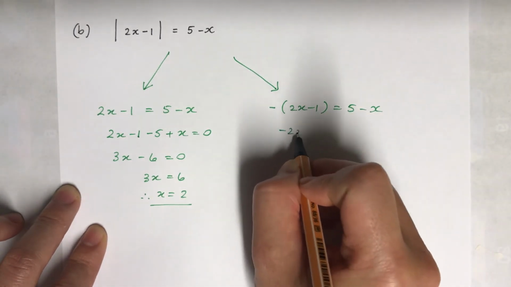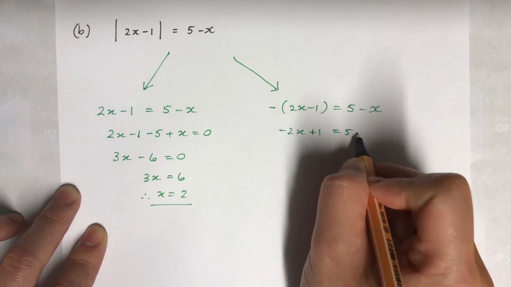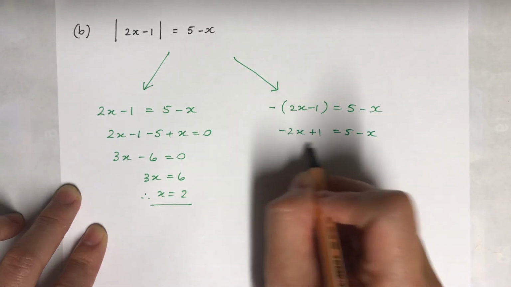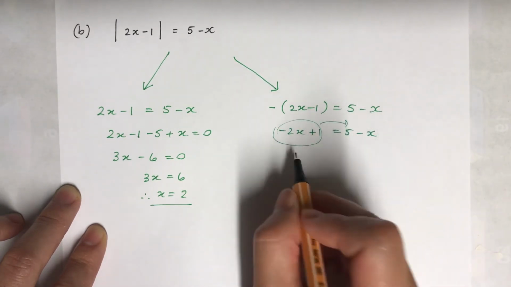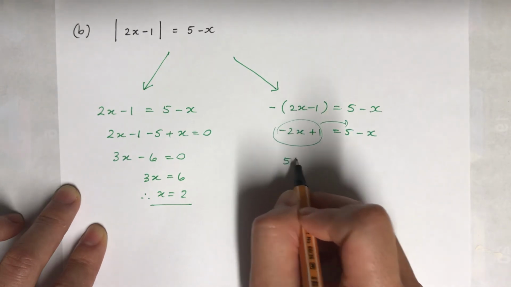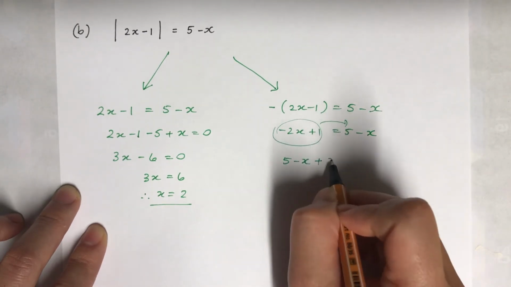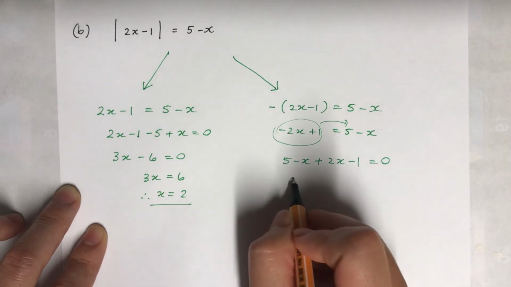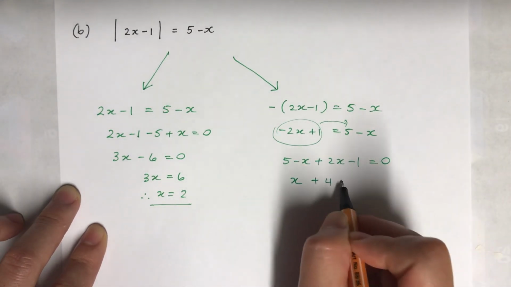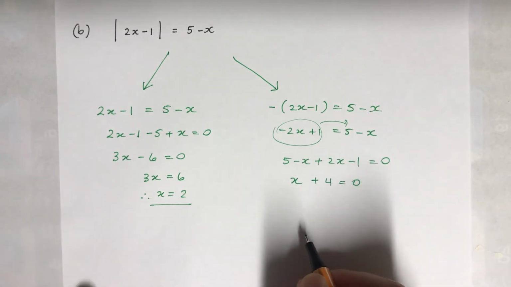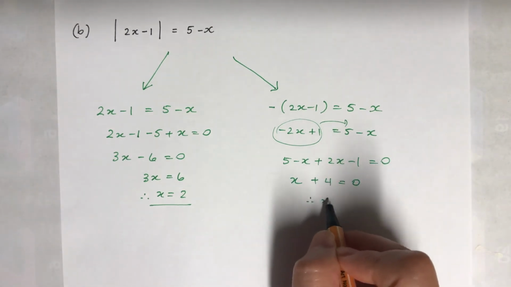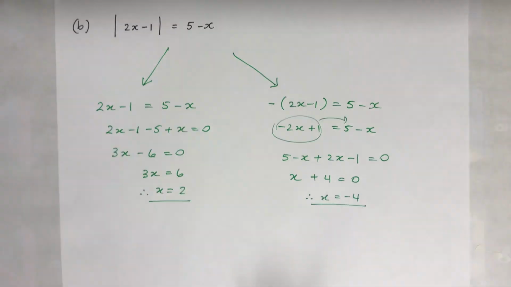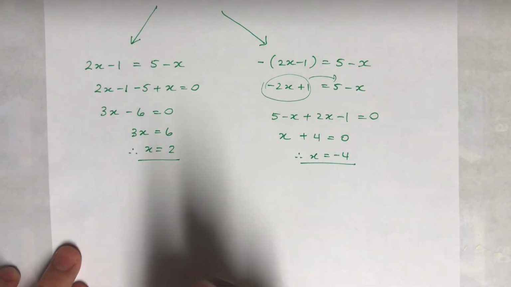This was minus 2x plus 1. So I'm going to move the whole thing to the other side because I don't want to have a negative. So 5 minus x plus 2x minus 1 equals 0, and I've got x plus 4 equals 0. Therefore, x equals minus 4. Now, these are the possible x values.